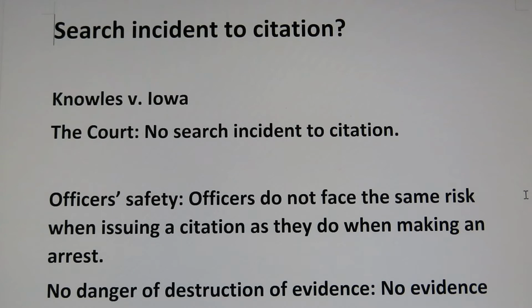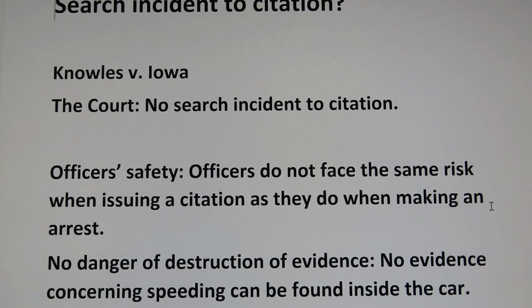So in this case, basically the state of Iowa asked the U.S. Supreme Court to recognize a new doctrine that is called the doctrine of a search incident to citation, because in this case, police did not make an arrest. They only gave the defendant a citation. The ruling of the court in the case was, the court said, we are not going to accept this argument. We are not going to create another doctrine.